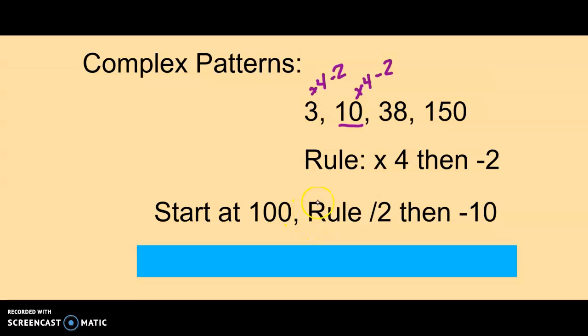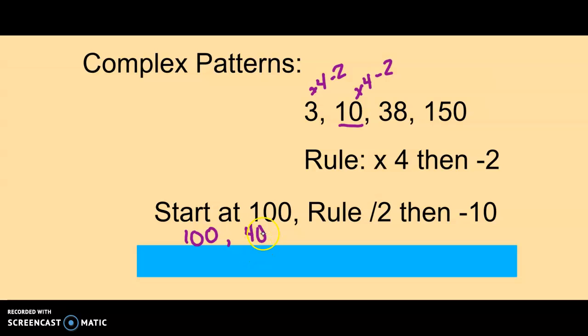So I've given you the rule for this second one. It says start at 100. The rule is divide by 2, then subtract 10. So if I start at 100, my first number is going to be 100. And then if my rule is divide by 2, then subtract 10, well, 100 divided by 2 is 50. And if I subtract 10 from 50, my next number is 40.